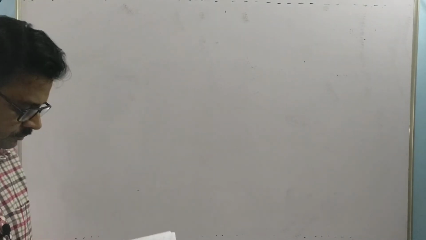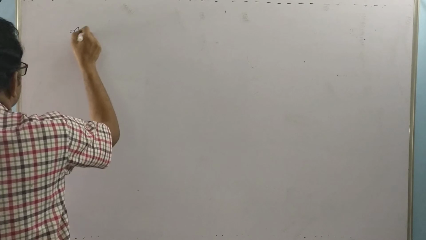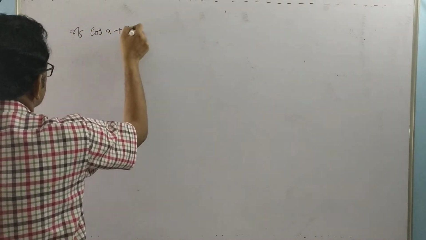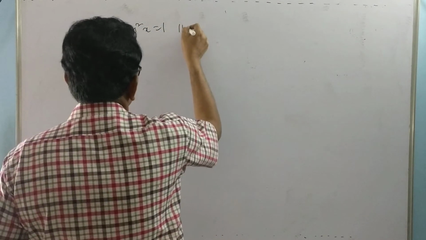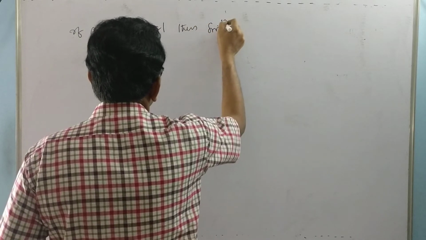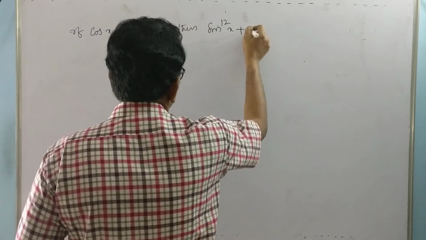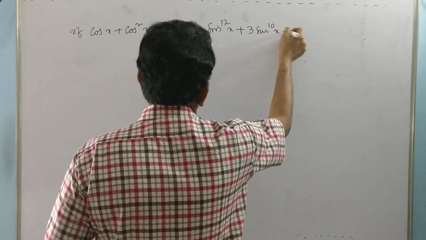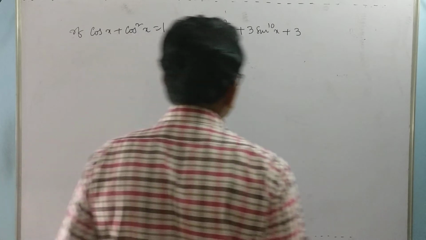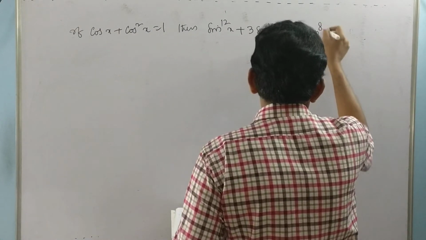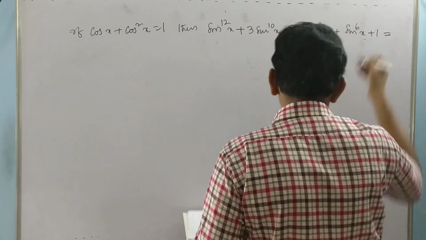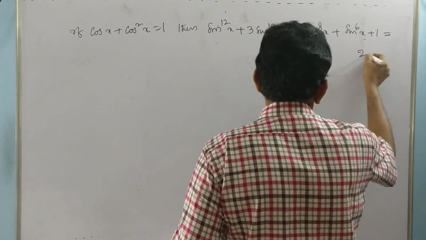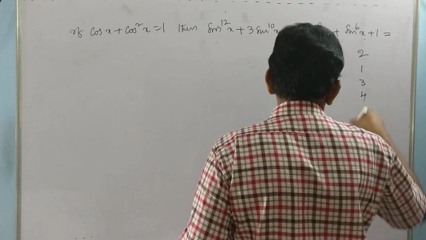The next problem. If cos x plus cos square x is equal to 1, then the value of sin power 12x plus 3 into sin power 10x plus 3 into sin power 8x plus sin power 6x plus 1 is equal to 2, 1, 3, 4. These are options.